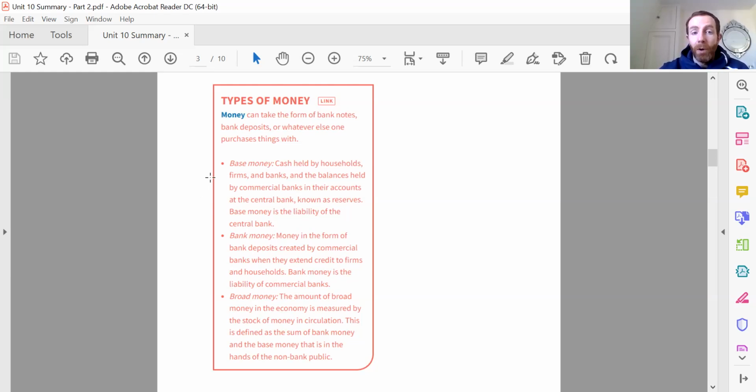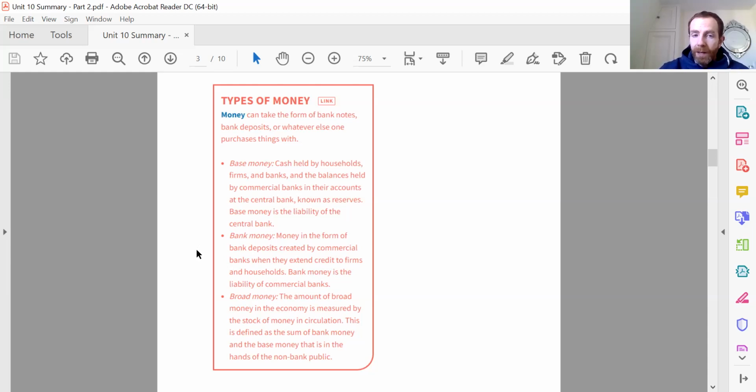And so base money accounts for that physical cash that's been created and that households and firms and commercial banks hold. But it's also possible for commercial banks, they have an account with the central bank that will contain a certain amount of money, and the money that a commercial bank holds at the central bank is also part of this base money. And you can see here, base money is the liability of the central bank, as in the central bank are the ones that are responsible for creating it, and they owe it to other people.